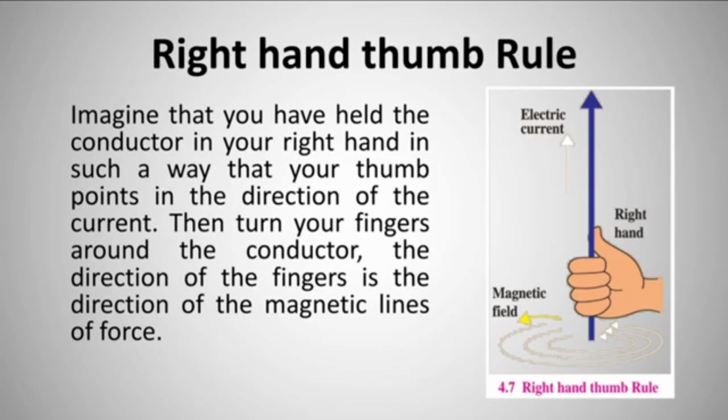Thus, when current is flowing through a conductor, a magnetic field is produced around the conductor and the magnetic lines of force are in a circular manner around the conductor.